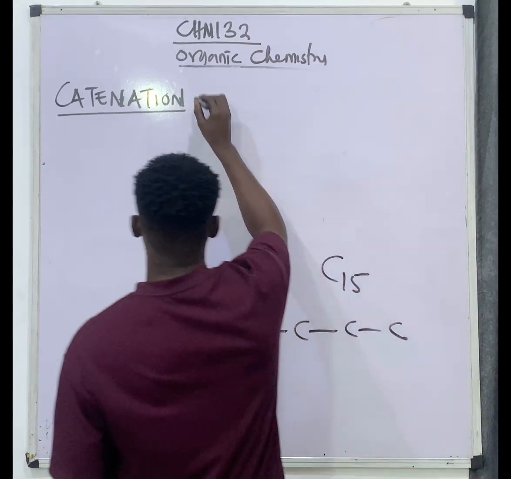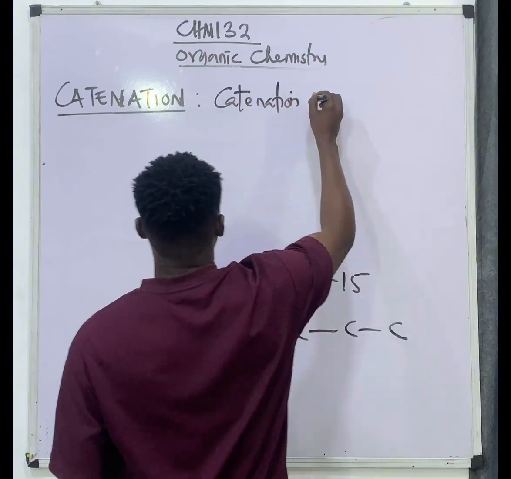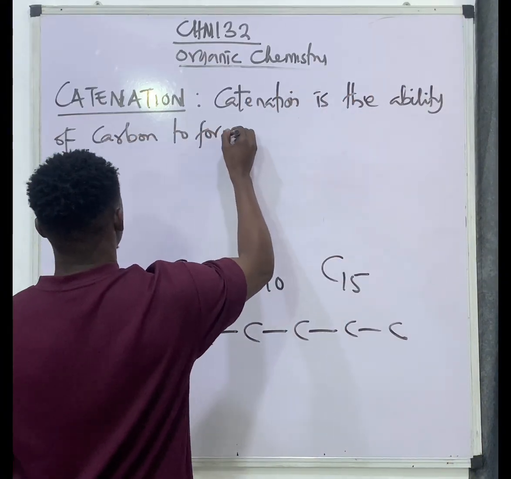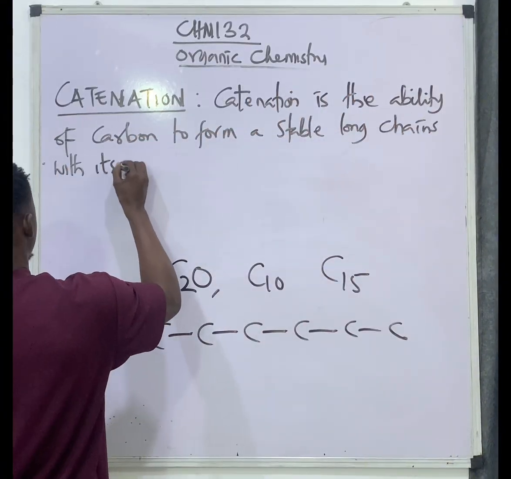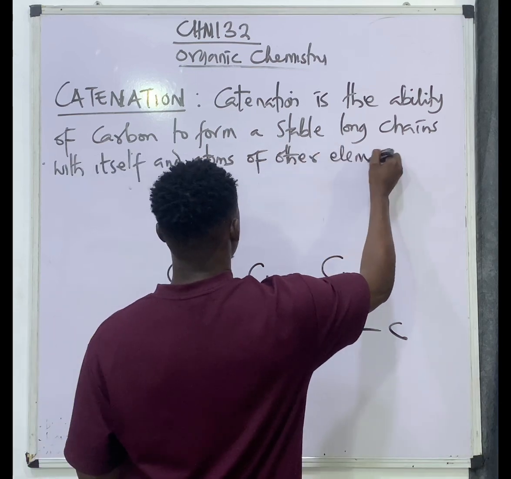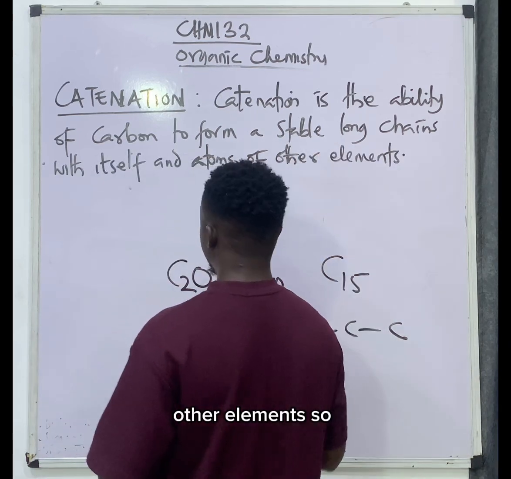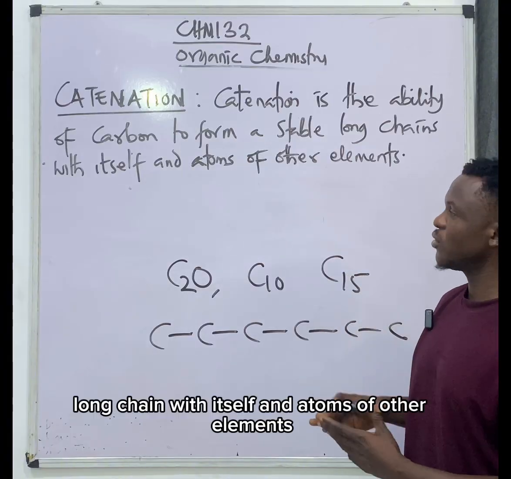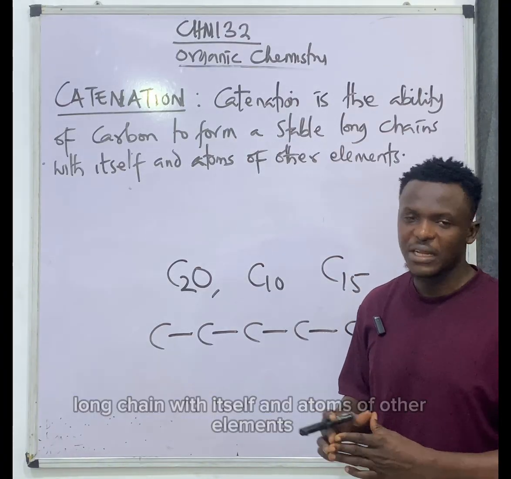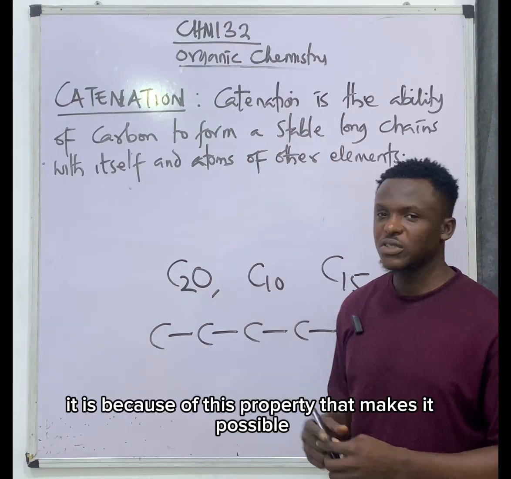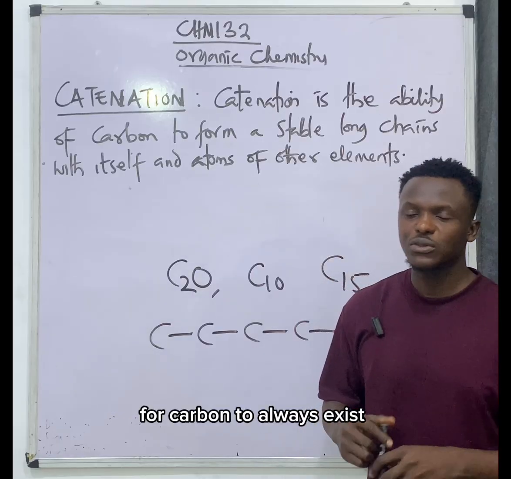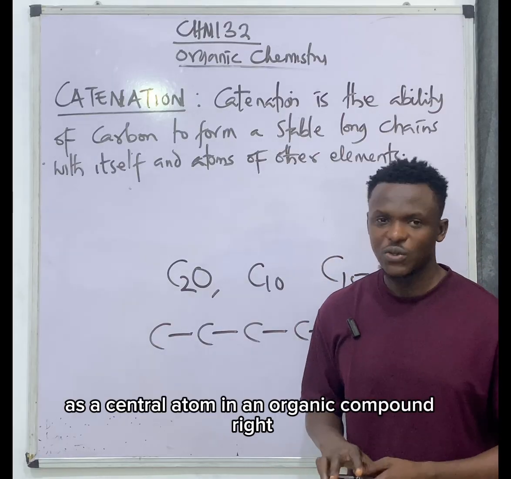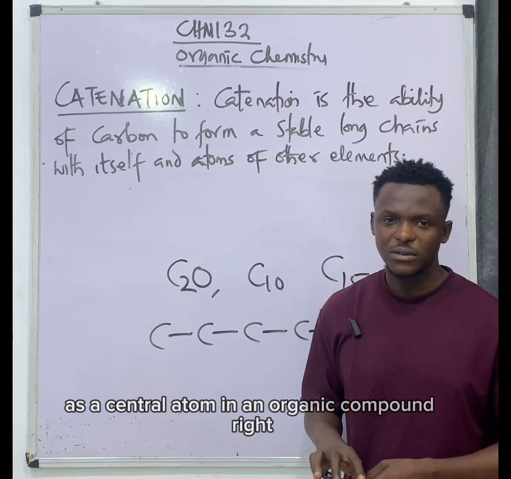So we say catenation is the ability of carbon to form stable long chains with itself and atoms of other elements. And remember, it is because of this property that carbon can always exist as a central atom in an organic compound, right?